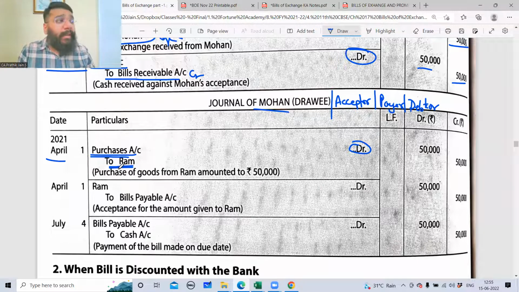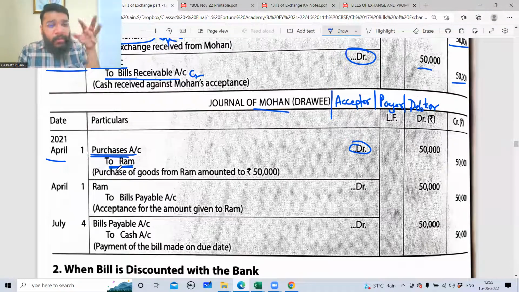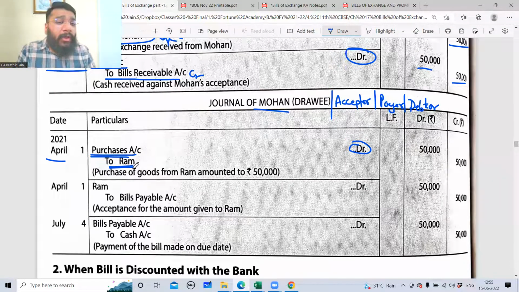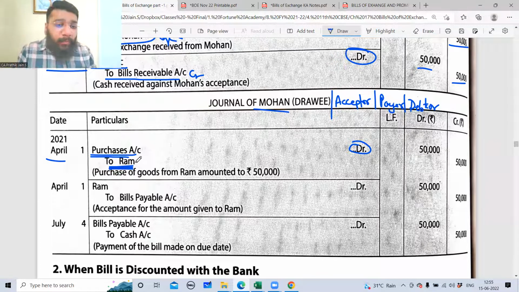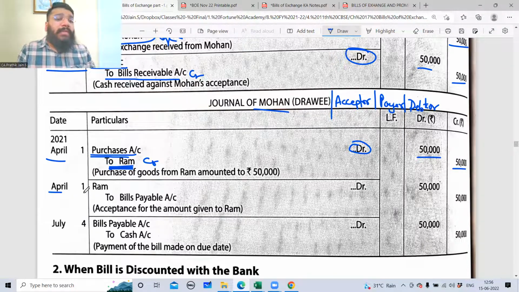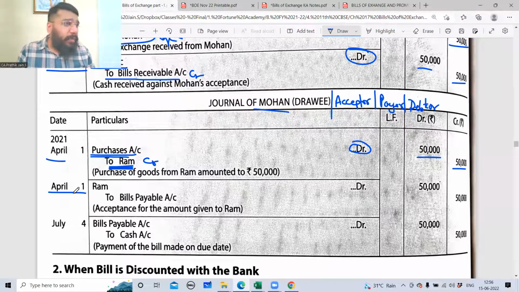And liability has got what balance? Credit balance. So to increase liability, credit. To decrease liability, debit. So here we are going to increase the liability because we need to remember to pay money to Ram. So therefore I'm going to credit Ram 50,000. On the same date, guys, Ram has accepted the bill.